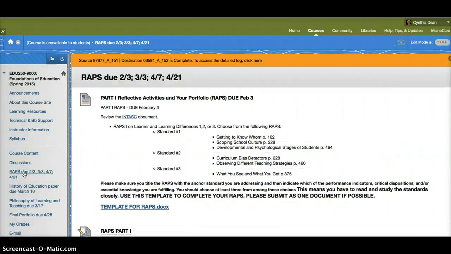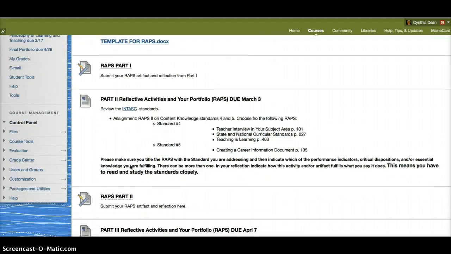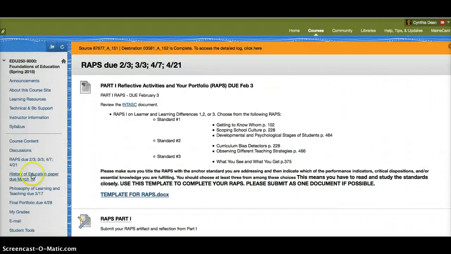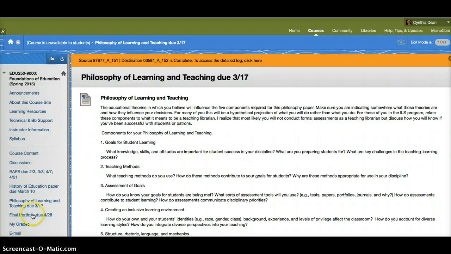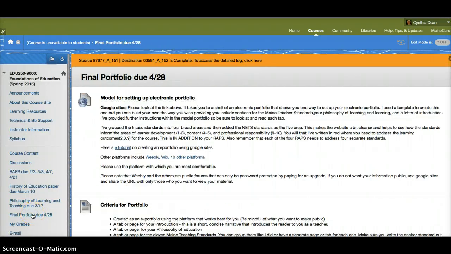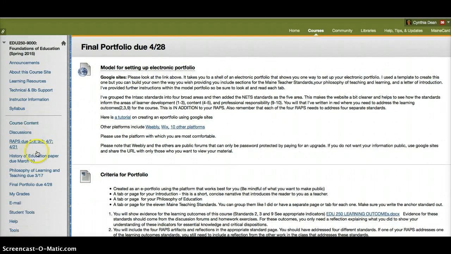The wraps, which I will explain later, I'm not going to explain those today. These are 4 assignments that you'll do throughout this semester. The history of education paper here, philosophy of learning and teaching, and the final portfolio. So the major assignments for the course are linked over here. And they'll also be linked in the course content. So don't think you have to do these right away. You can see that the due dates are there. Before the due dates, I will give you more instructions on those, okay?